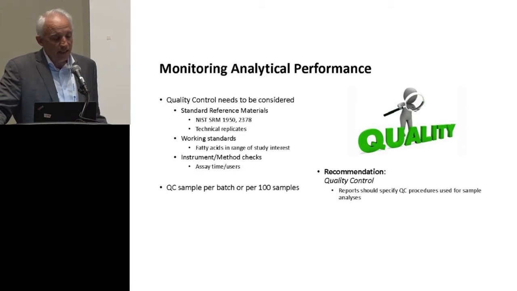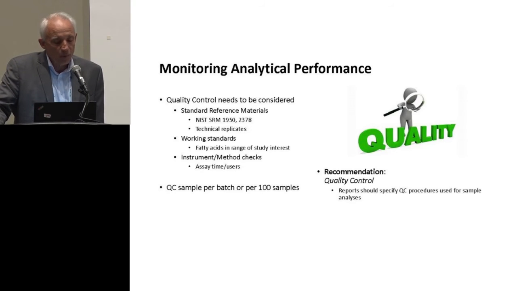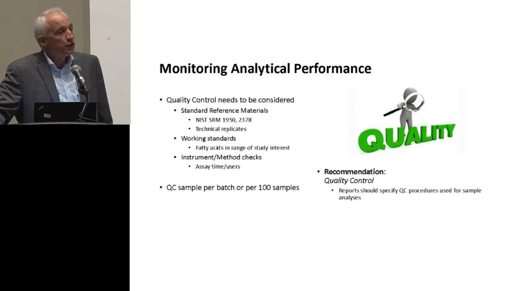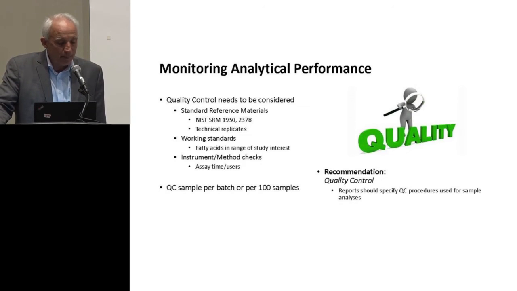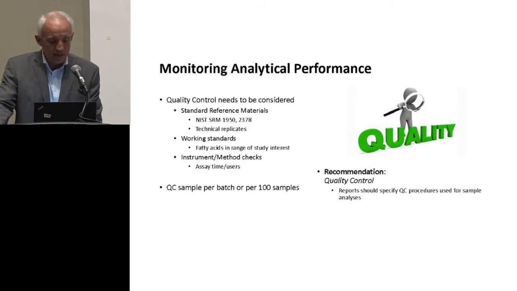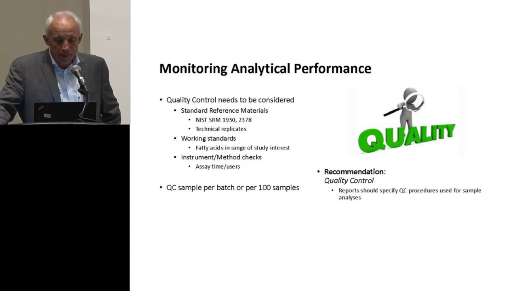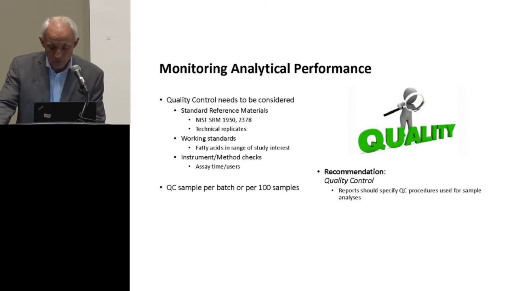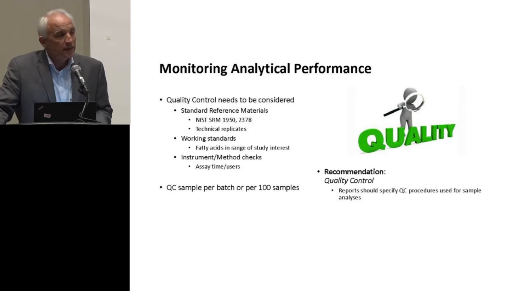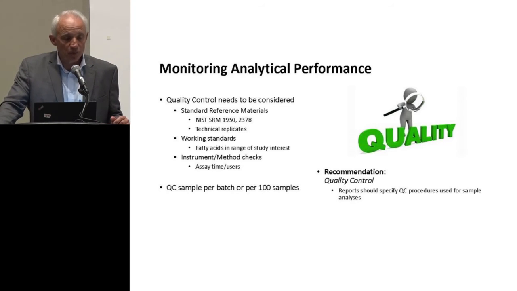And then you have to ensure that your instrument, your column, your injector, detector are clean and appropriate is extremely important. And you really should do a QC batch, quality control sample, either with every batch of fatty acids run, or it's recommended per 100. So the overall recommendation is reports should specify the quality control procedures used for sample analysis to ensure consistency across batches. Very important for studies where you're looking for small anticipated changes in fatty acid profiling.